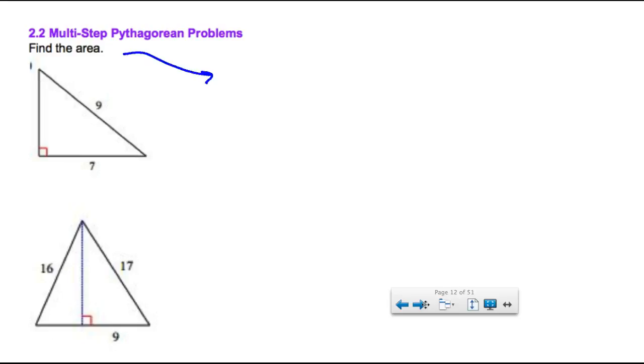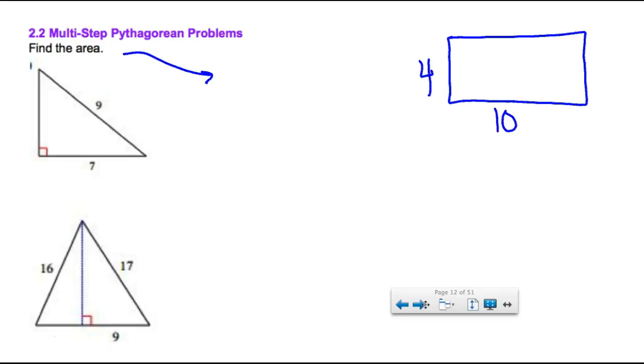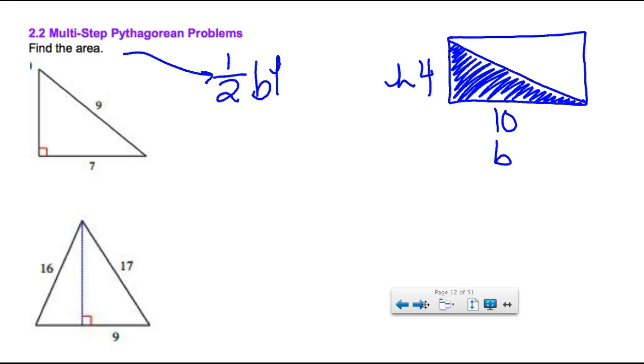Don't write this down. I'm going to go off to the side. You should have learned a while back that to get the area of a rectangle, you do base times height, or length times width. Well, you'll notice the triangle is half the area of the parallelogram that it sits in. So if the area of the parallelogram is base times height, then the area of the triangle is 1/2 of base times height. So the base on this is 7.